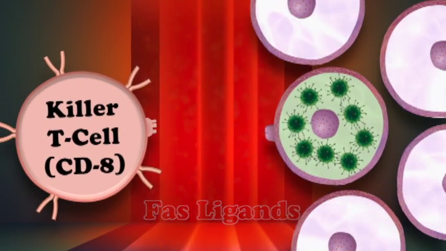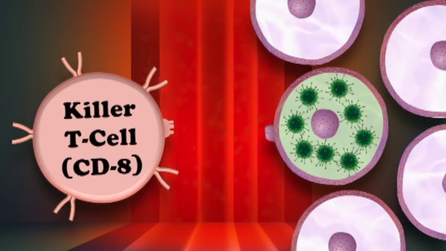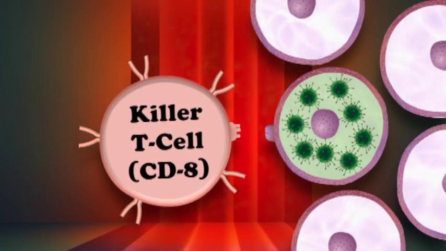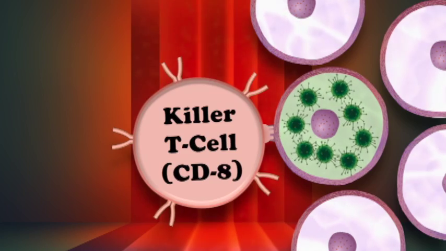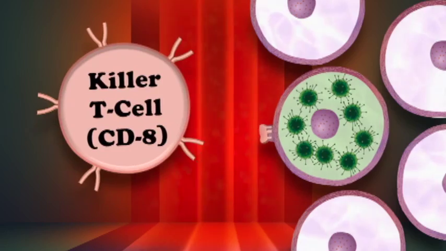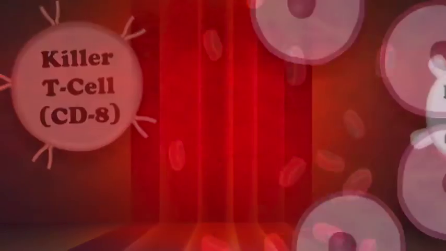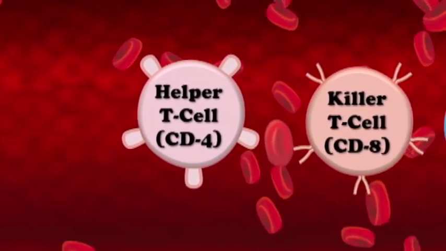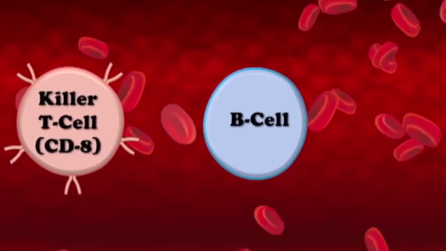The killer T cell carries Fas Ligands on its surface. This molecule can find its complementary molecule on the surface of an infected cell and fit into it like a key into a lock. When attached to the body cell, Fas Ligands triggers the cell to self-destruct. If this battle is unsuccessful, the adaptive immune system joins the fight.